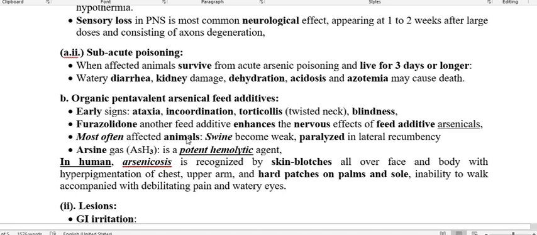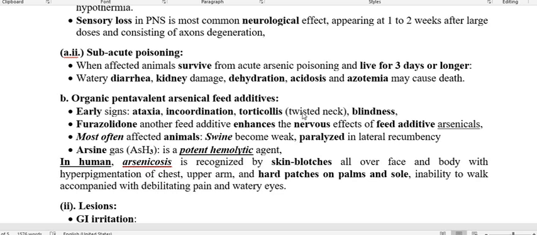Now we go through the organic pentavalent arsenical. As mentioned earlier, the organic pentavalent arsenical interferes with the vitamin B complex. Therefore it produces demyelination as well as axonal degeneration. This concerns the nerves, and you will find symptoms related to the nerves. What are these? Incoordination: animals are not coordinated and fall down. Then torticollis, which is a twisted neck. Then blindness.